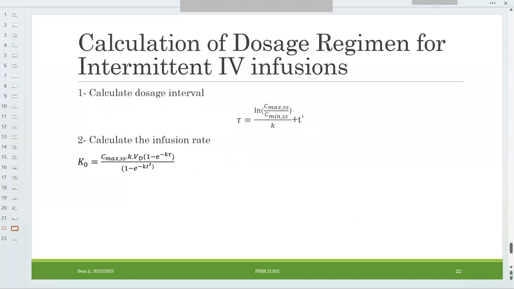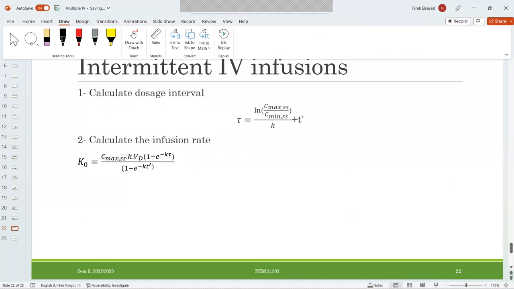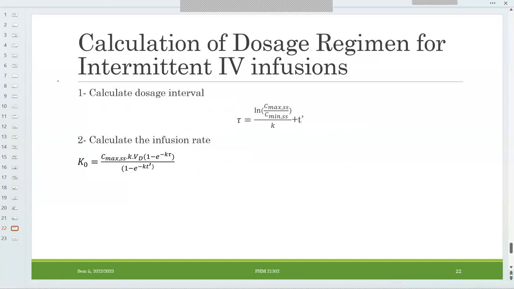Okay, so now we want to think in the opposite direction, that you have target concentrations and you want to calculate or estimate the dosage regimen to achieve these concentrations. So how are you going to calculate them? Number one, calculation of tau is using the same normal equation that we used in IV bolus, but the only difference would be this term. So we know that any time equals ln C2 divided by C1, divided by K, isn't it?